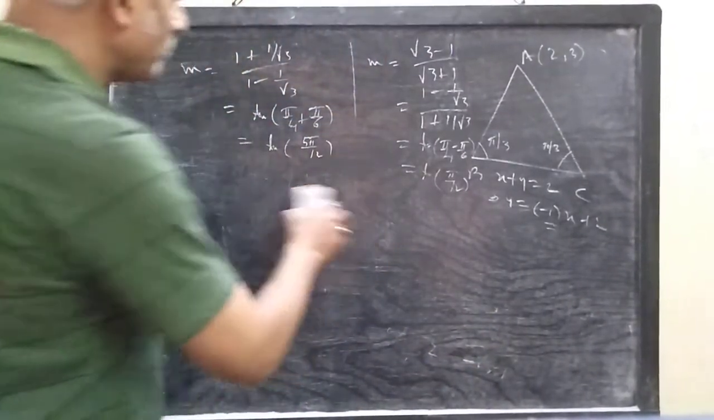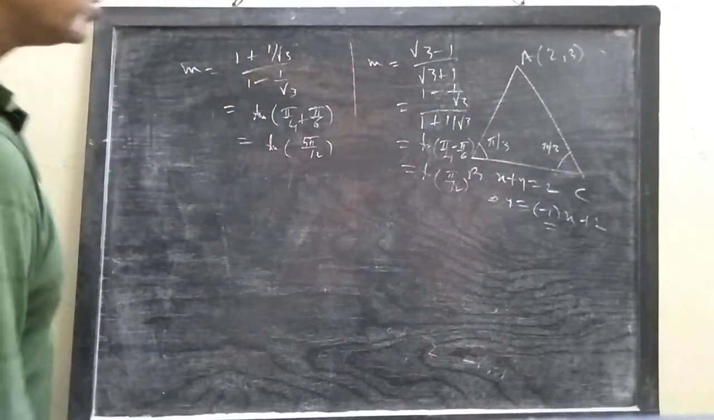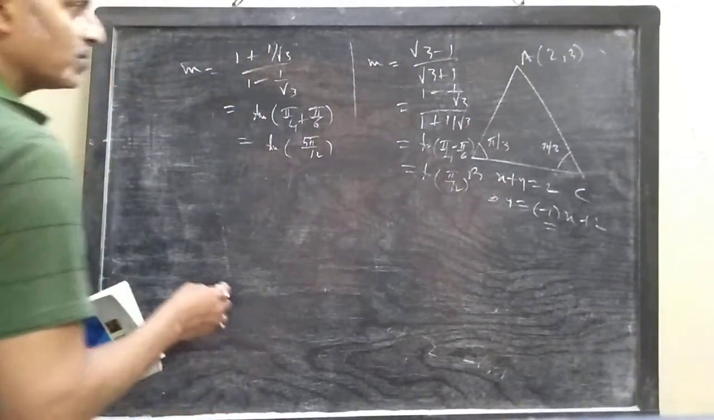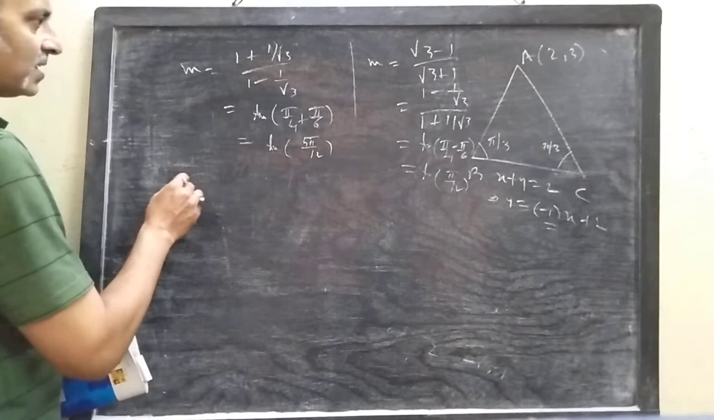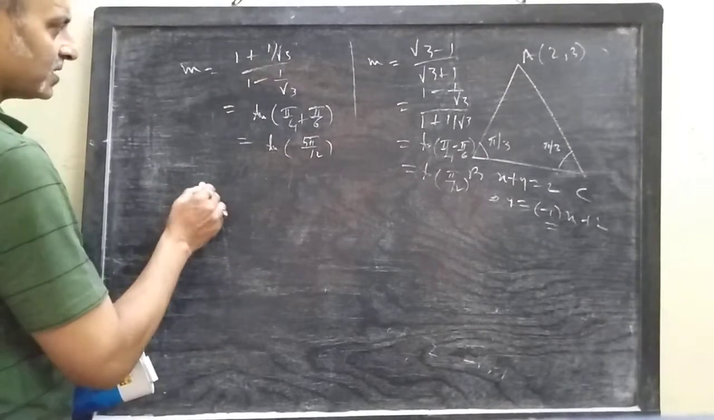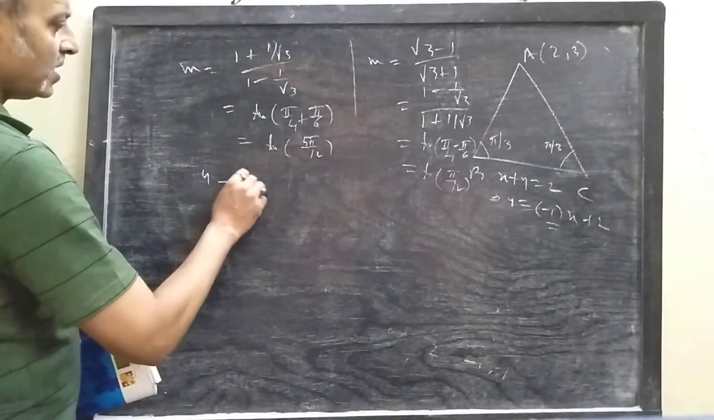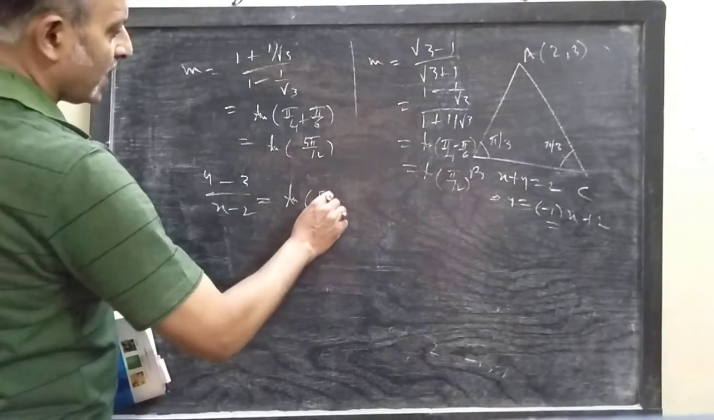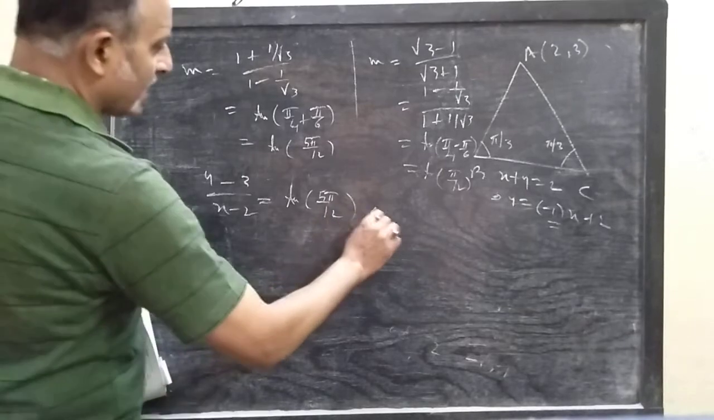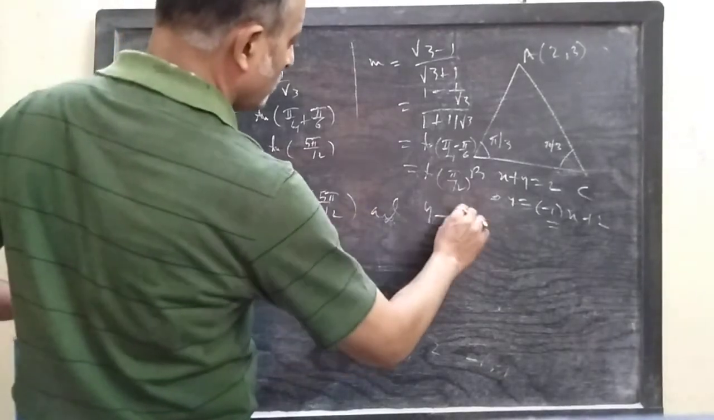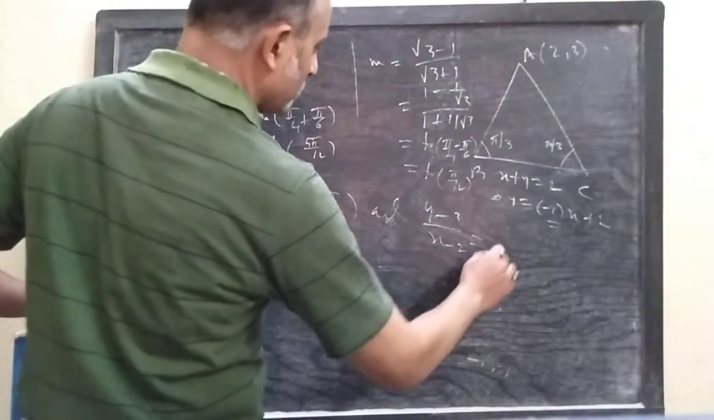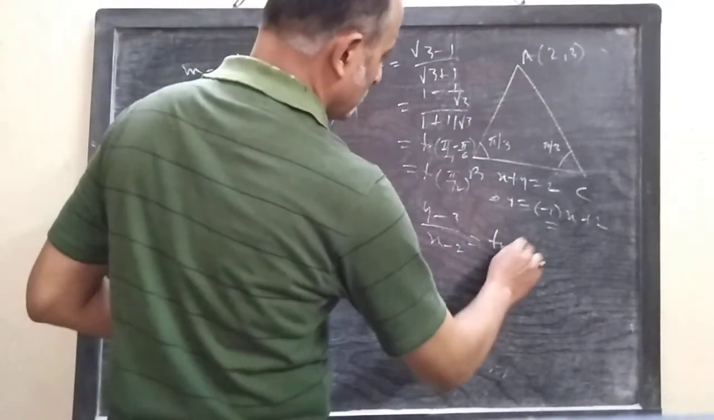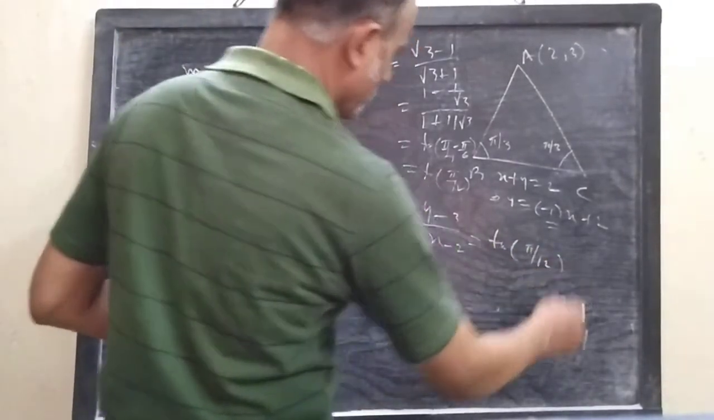So we get two values of m. So we can write the equations of the other two sides as y minus 3 by x minus 2 equals tan of 5 pi by 12, and the other one will be y minus 3 by x minus 2 equals tan of pi by 12.